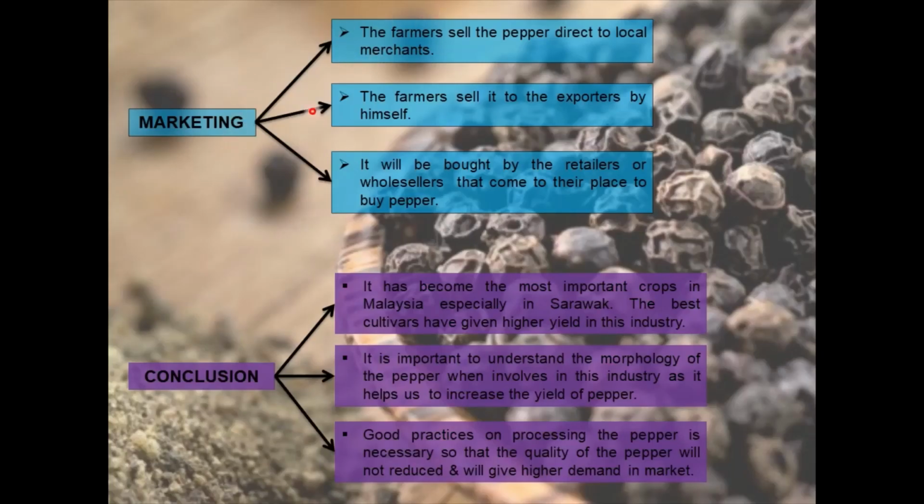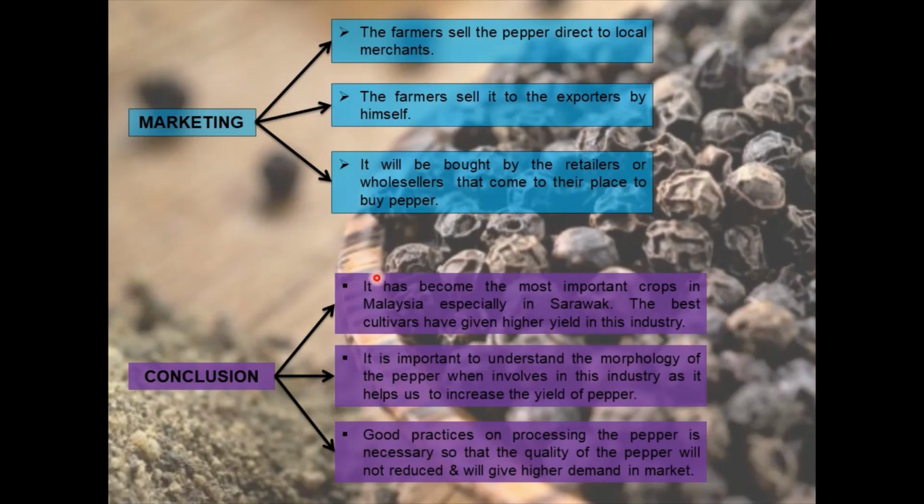Marketing. There are three ways for farmers to market their pepper. The first one is that the farmers sell the pepper directly to local merchants. The second is that the farmers sell it to the exporters by themselves. And the last one is that it will be bought by retailers or wholesalers who come to their place to buy pepper.